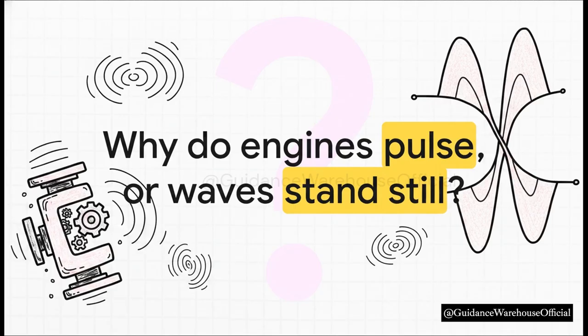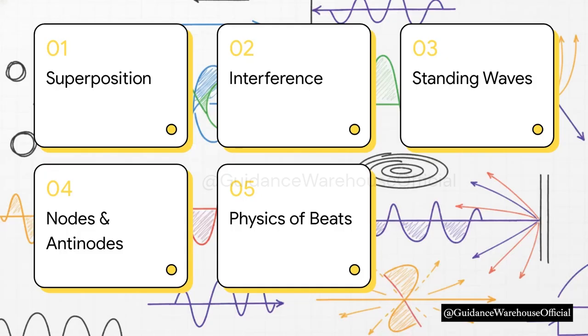By the end of this explainer, you are going to intuitively understand wave superposition, the exact formulas behind standing waves, and how to apply these rules to solve real-world physics problems. Here is our roadmap for today. We're covering the magic of superposition, constructive versus destructive interference, standing waves and resonance, frequencies, nodes and antinodes, and finally, the physics of beats. Let's get right into it.